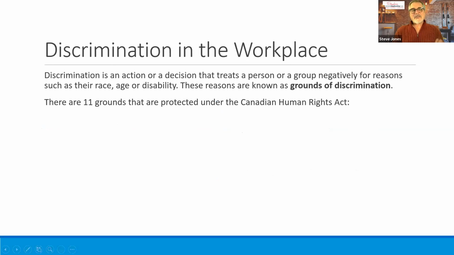There's a lot of different definitions of discrimination, by the way. But generally, discrimination is defined as an action or a decision that treats a person or a group of people negatively for reasons such as their race or their age or their disability. And these reasons are known as grounds of discrimination.